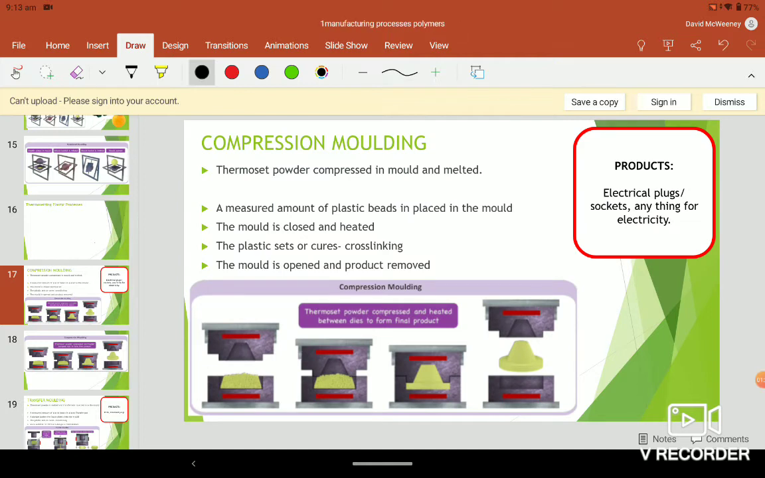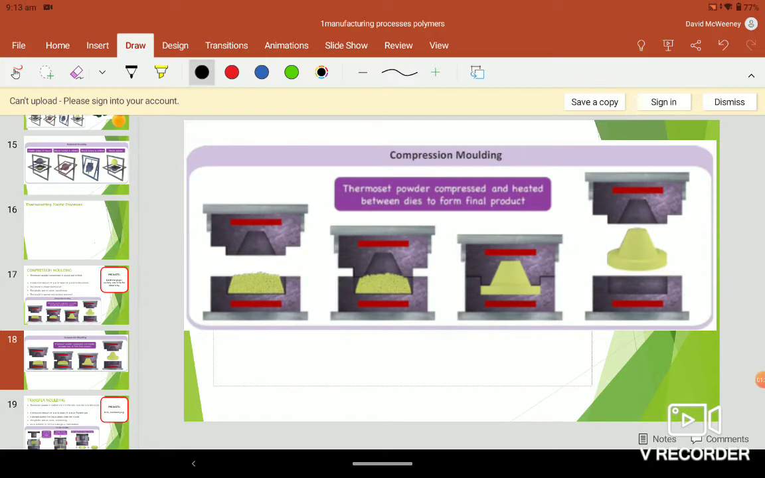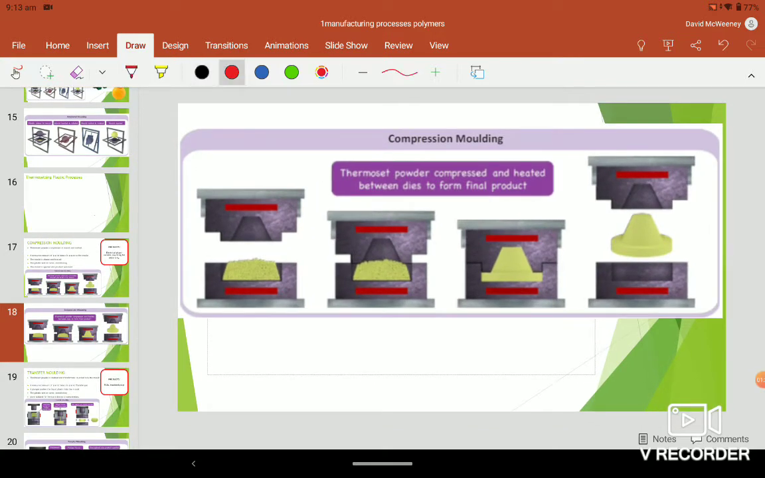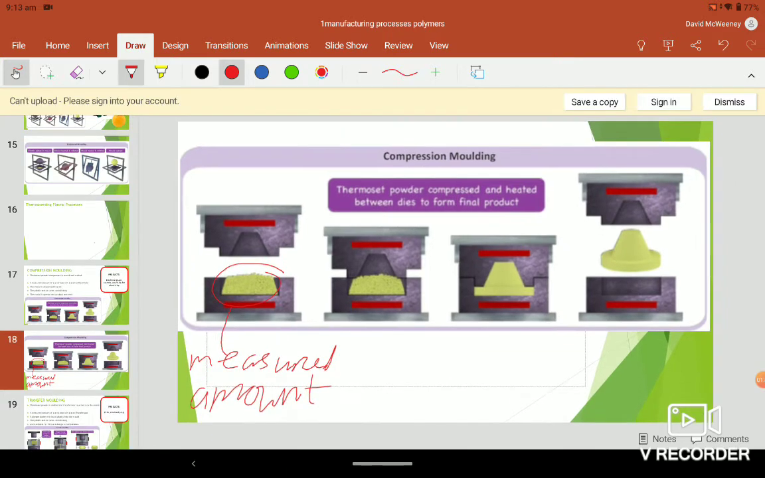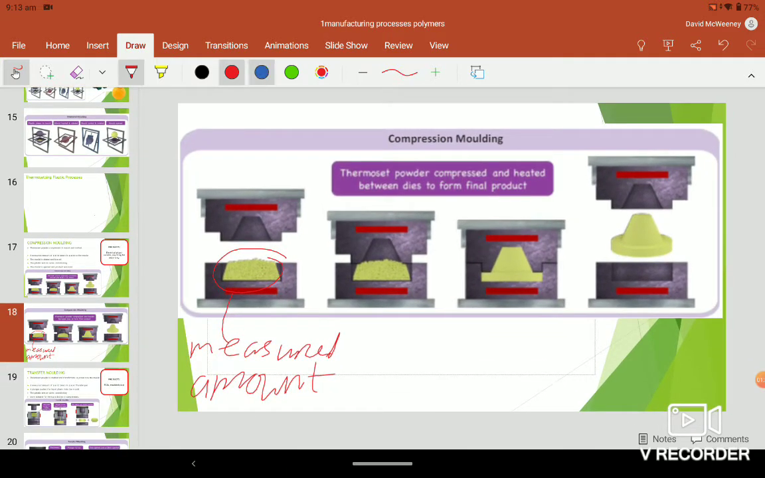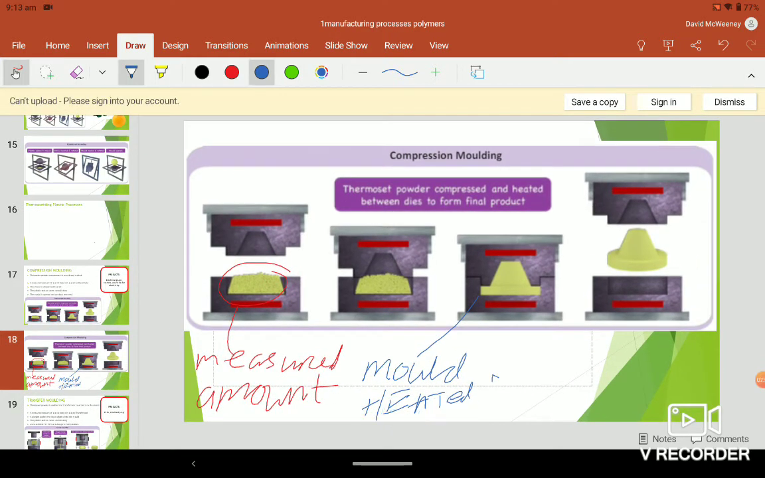So what's happening here, guys, is I'll just click on the next photo. So what you have here in the first picture, again, you have a measured amount of thermoplastic, so again, that'll be measured. And then what happens is the mold gets heated up, and it gets compressed. It gets compressed and it fills the cavity. See how it's filling the cavity there.